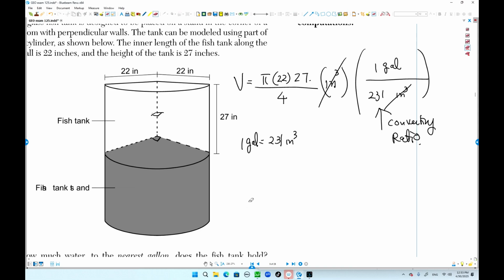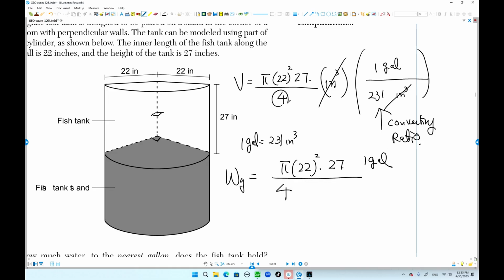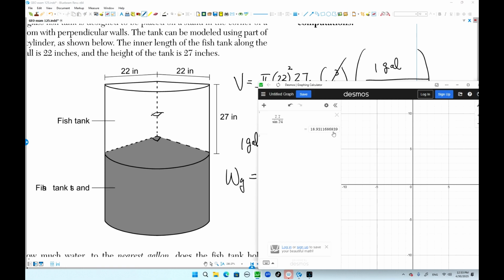Now this is not volume, right? Amount of water, gallons, right? Equals pi times 22 squared, times 27, times 1 gallon over 4 times 231, right? Yeah, that's the answer, okay? Okay, now let's find out using decimals, this method.